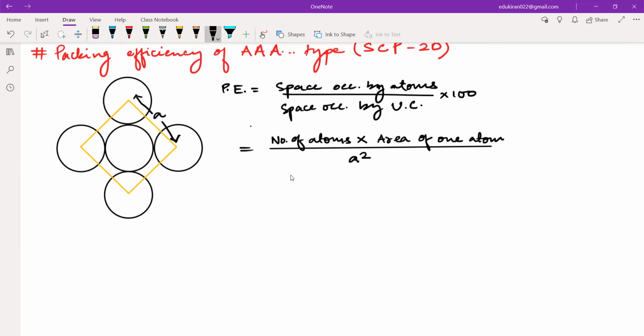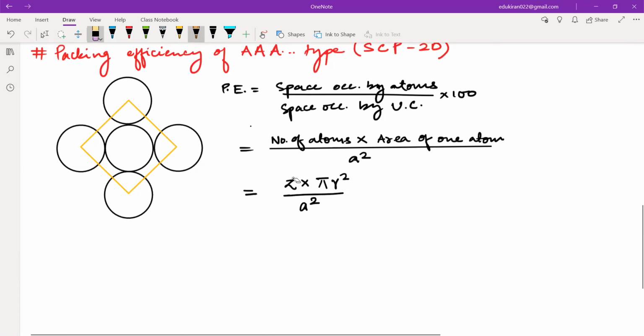Now, here we have number of atoms. Number of atoms in unit cell is denoted by the letter Z, into the area of one atom, which will be equal to pi r square, divided by A square. So the first item that we have to worry about is the Z. What is the effective number of atoms in the unit cell, right? Any problem till here in Z pi r square or the area of unit cell as A square? Okay, fine.